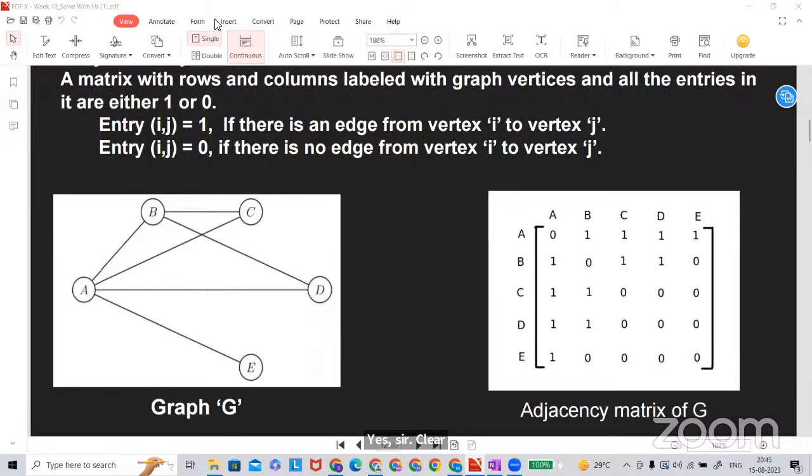Sir, every matrix is an adjacency matrix, we can say.